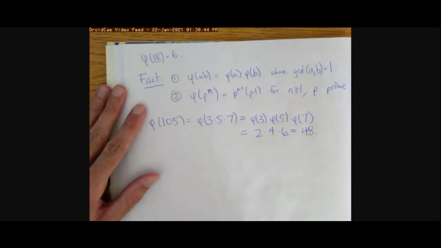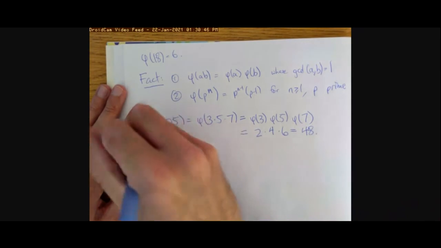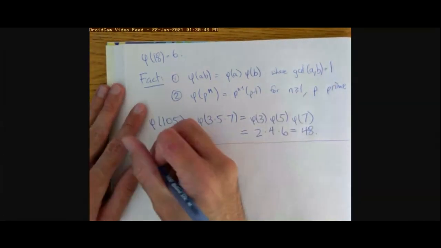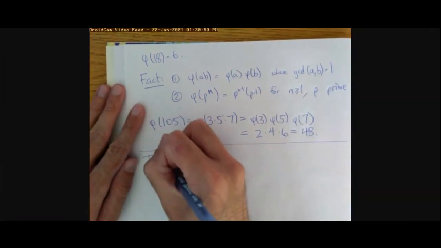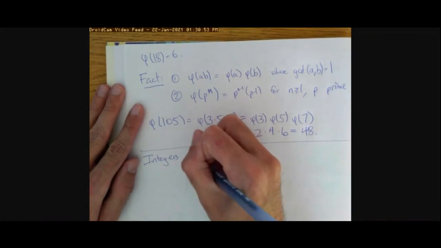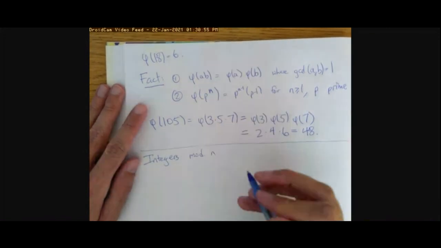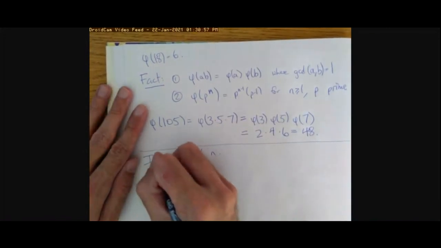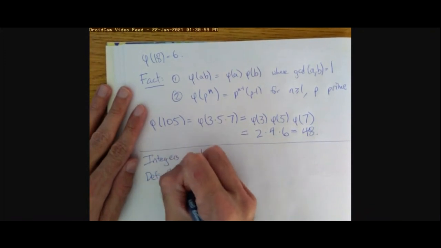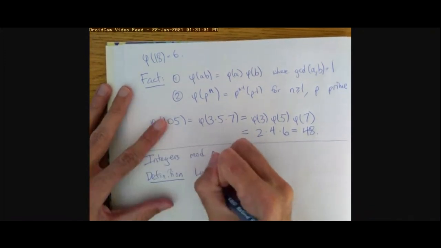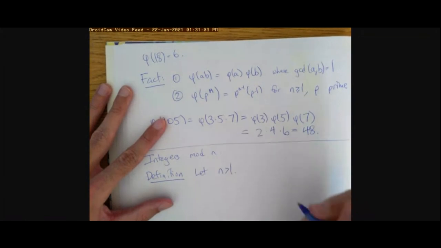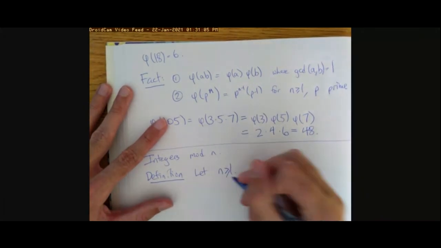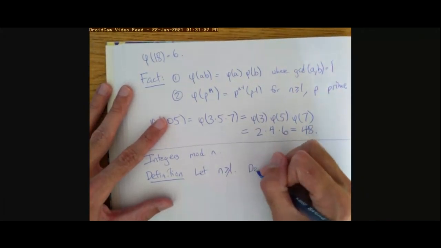And the last thing in our just a quick review is integers mod n. So we start off with the definition. Let n be greater than 1, or maybe greater than or equal to 1.